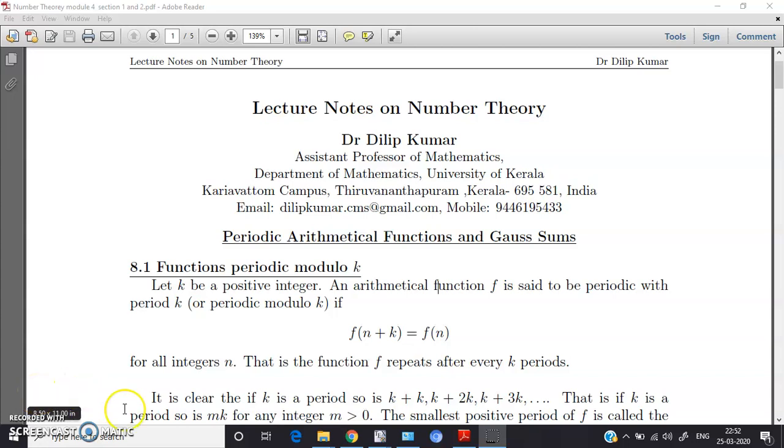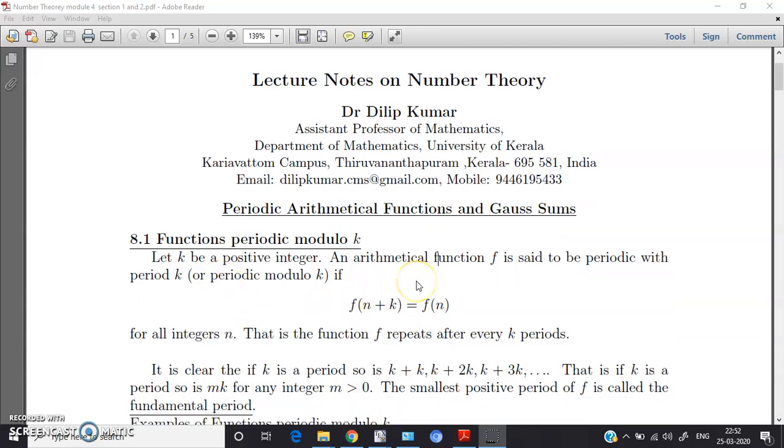Today we are going to discuss the fourth module of analytic number theory, and in this module we will be studying periodic arithmetical functions and Gauss sums. In this first lecture, I will be talking about functions periodic modulo k and the results associated with this. Let us go to the definition of a function periodic modulo k.